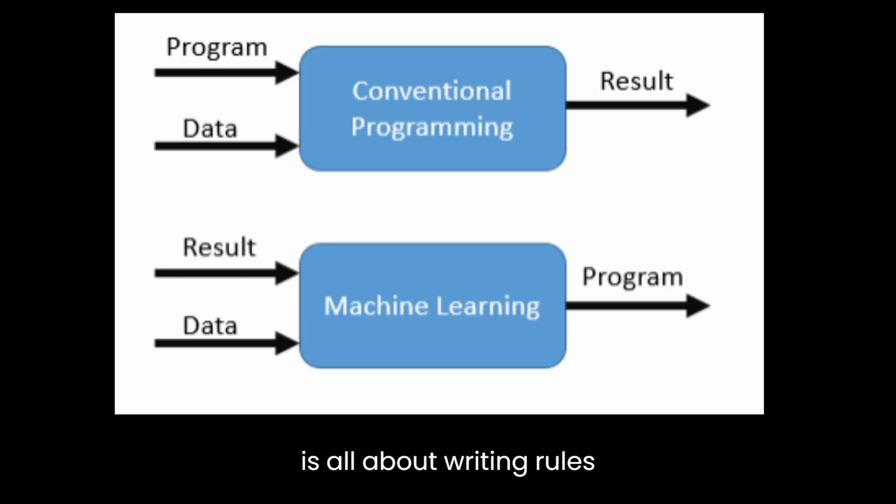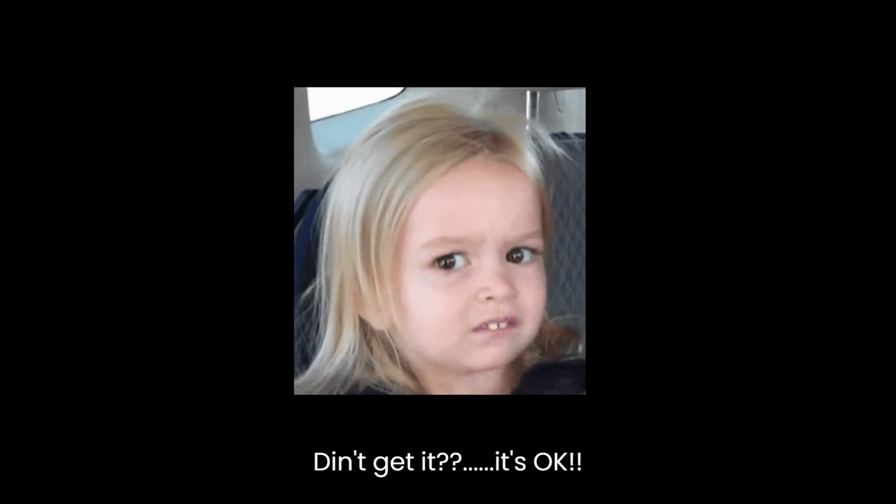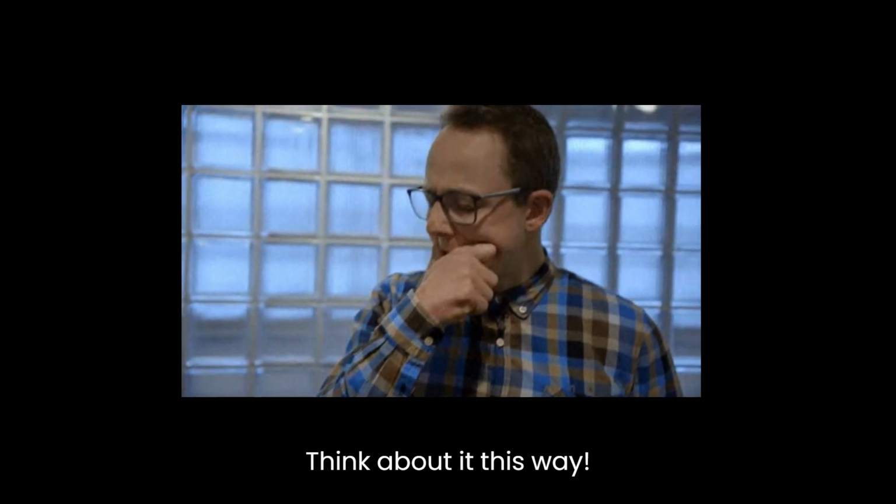Conventional programming is all about writing rules for a computer. AI is different. Instead of writing all the rules, we give the computer data and let it learn patterns on its own. Didn't get it? It's okay. Think about it this way.